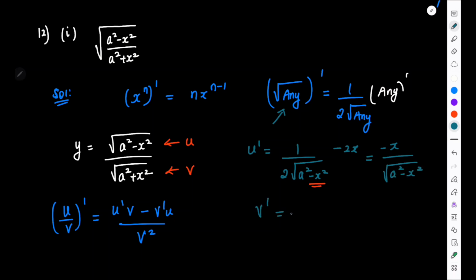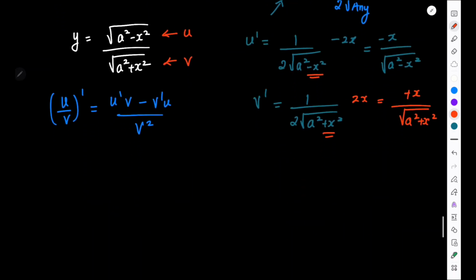Similarly, what is v dash? Again, it is 1 divided by 2 root of a square plus x square. Now this x square differentiation is 2x. So you get plus x divided by root of a square plus x square.